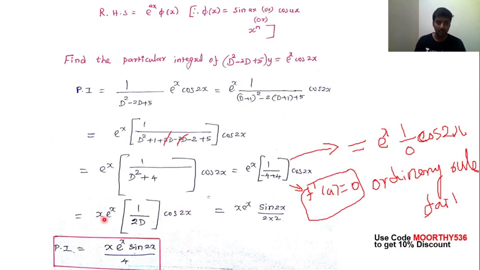Now the multiplication by x stays here. Now 1 divided by D stands for one time integration. We are integrating the cos 2x, we are getting sin 2x divided by 2. Already we are having 2, so sin 2x divided by 2, one more 2 in the denominator. So x into e power x into sin 2x divided by 4. So this is the particular integral for the given equation.